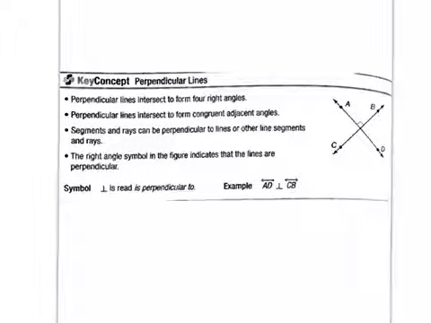Another term, perpendicular. All perpendicular means is they form a right angle. This is the symbol for perpendicular, so make sure you know that. It's like an upside down capital T. So that gives us a relationship again of 90 degrees.